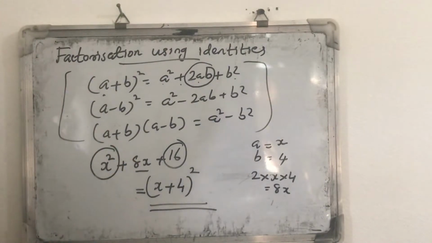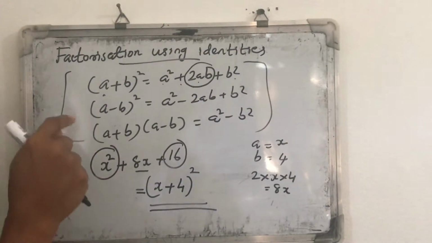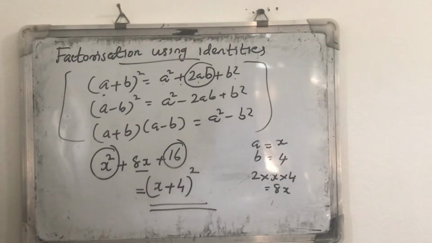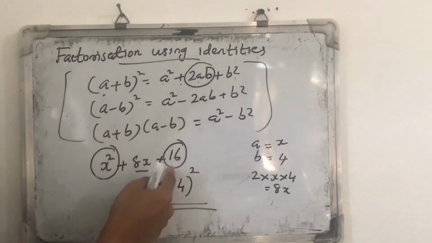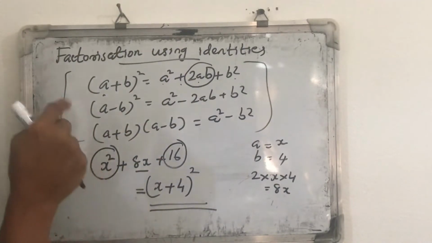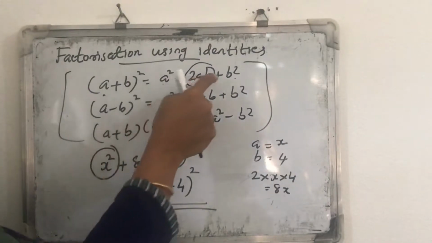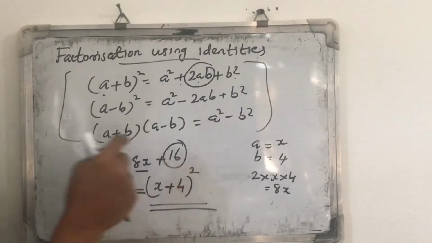Now after checking that, if it has three terms and these three terms are positive, then we check whether the first term and the third term are perfect squares or not. Here the first term is a perfect square and the third term is also a perfect square, that is the square of 4 is 16. So here instead of a it will be x and instead of b it will be 4. So we can write it as (x + 4) whole square.